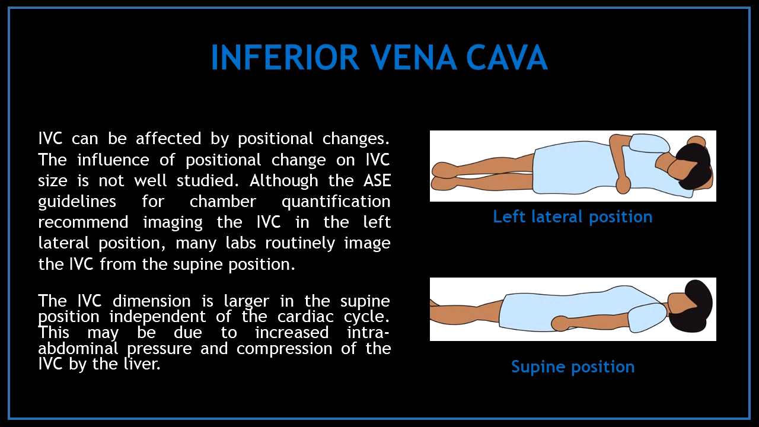It's known that the inferior vena cava dimension is larger in the supine position, independent of the cardiac cycle. This may be due to increased intra-abdominal pressure and compression of the IVC by the liver.